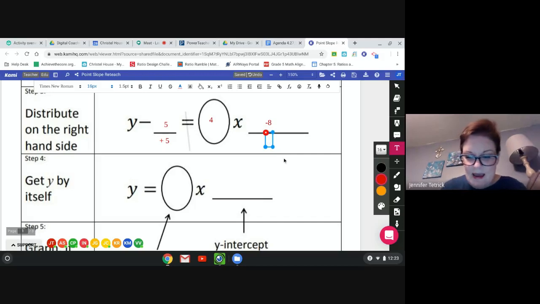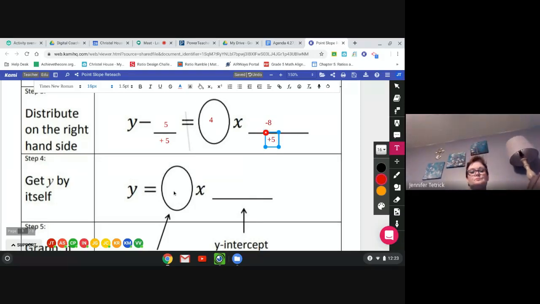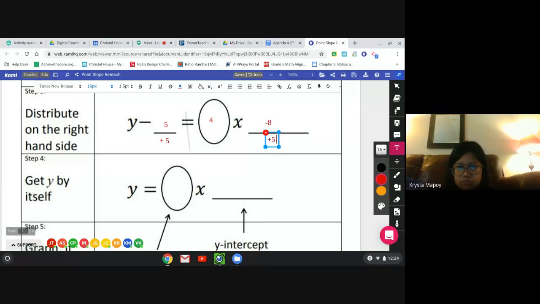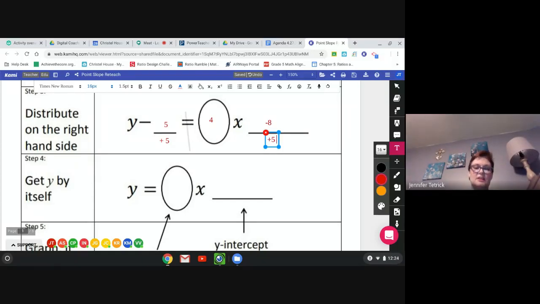You add 5 to the -5 and the -8. Yep. So I'm going to add 5 to here. So now I have this +5. -8 plus 5 is going to give me what? Type it in there. -3. Yes, put it here, please. And someone put my slope.